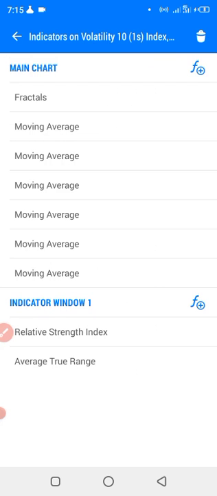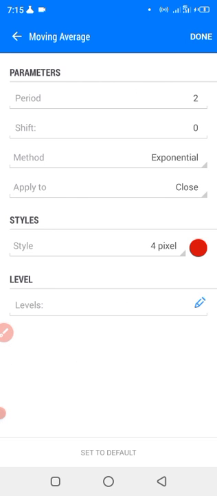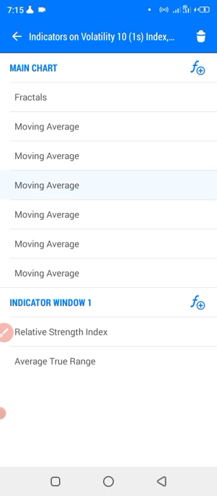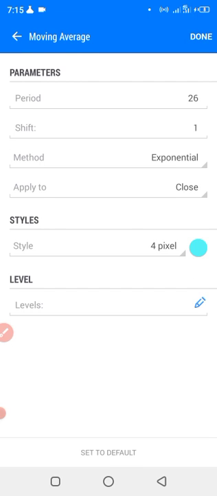If I go to the settings here, you see, this one is not carrying shift. Look at this one, the one with 7 period is having shift 1, exponential, and I apply to close. The style is 4 pixel. Then look at this one, the 26 period, it has shift 1 and it's also exponential, and I apply to close. The style is 4 pixel, a color of my choice.